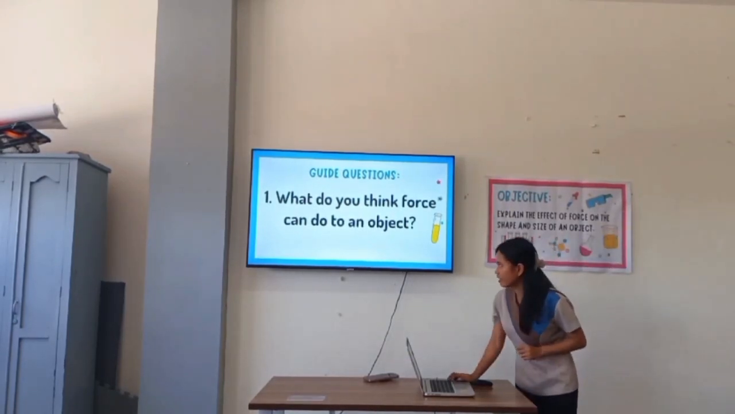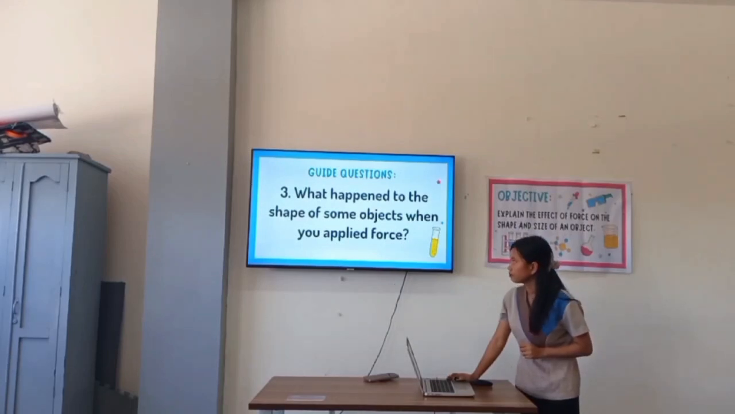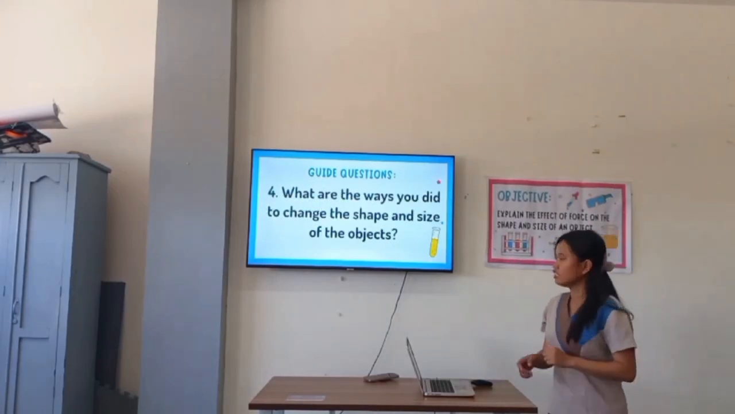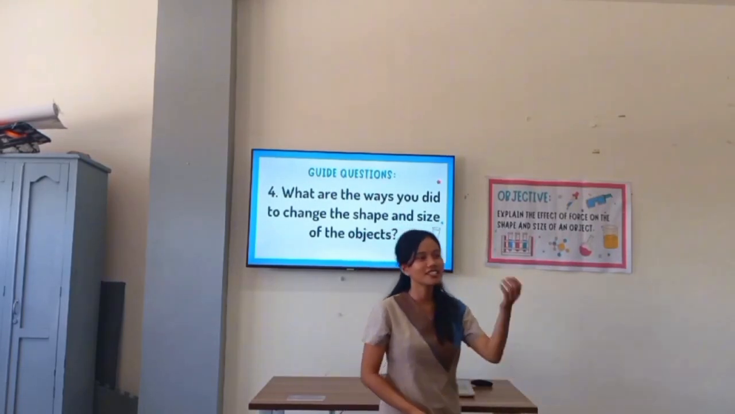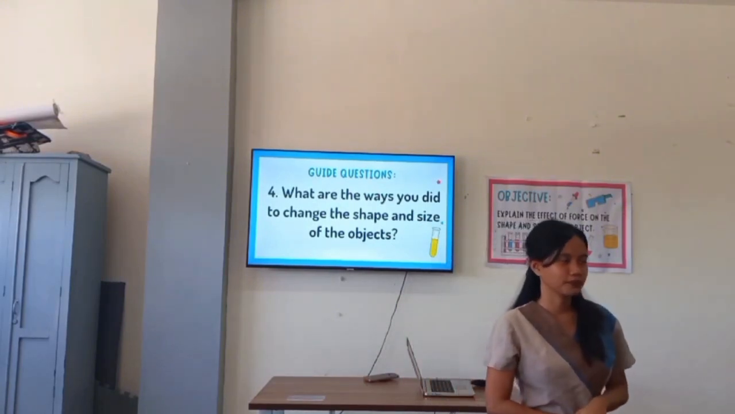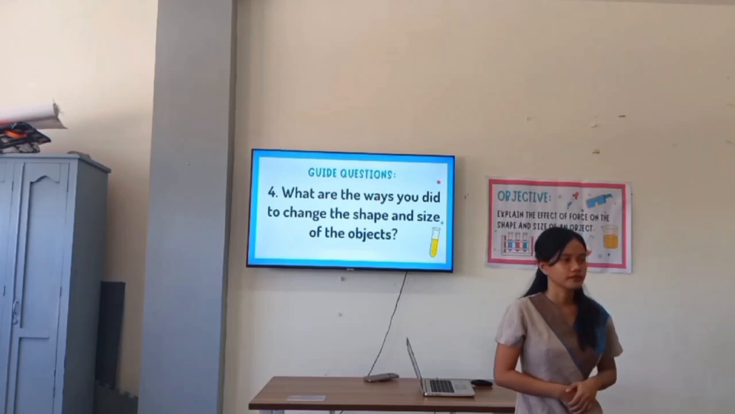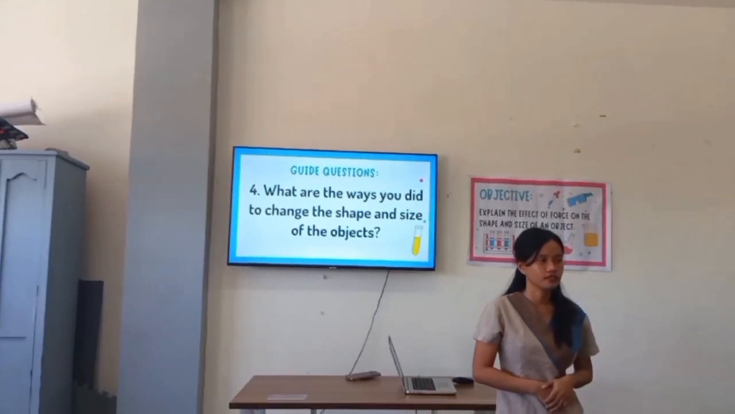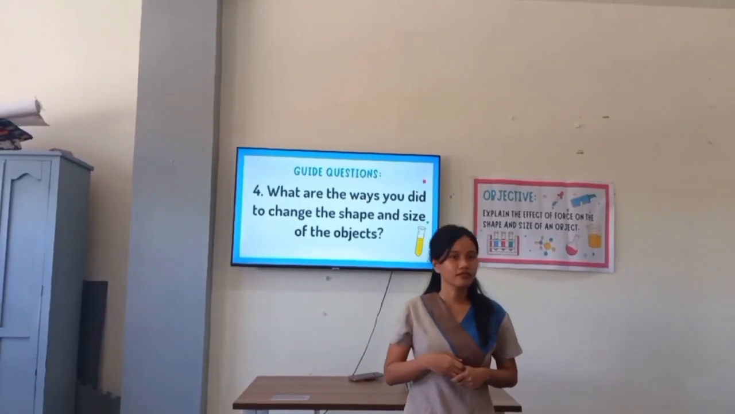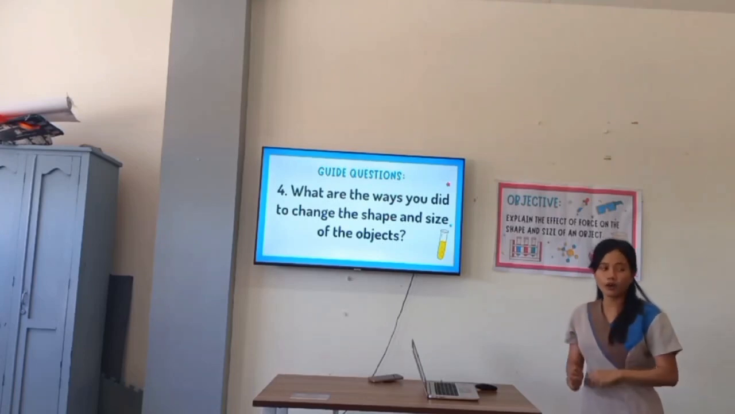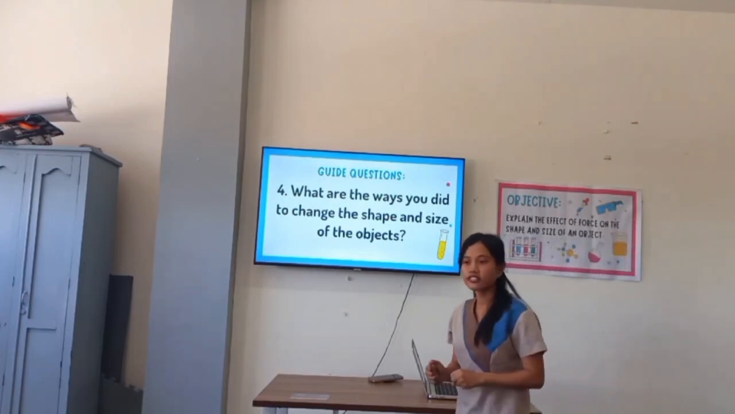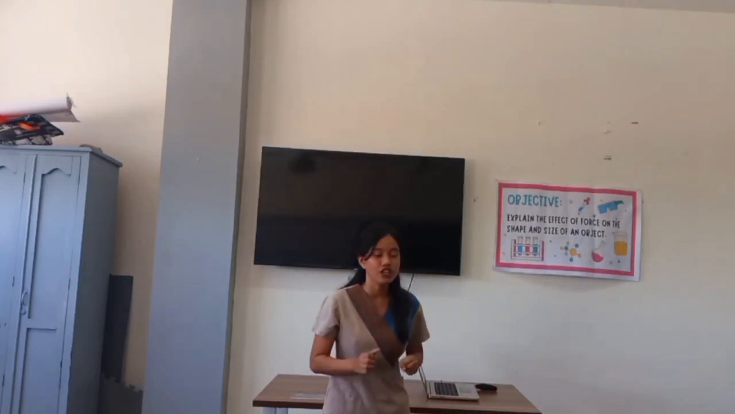For our next question, what are the ways you used to change the shape and the size of the objects? The ways I did to change the shape and size of the object are by squeezing, crushing, and compressing. So the ways you did to change the shape and the size of the object are by crushing, compressing, and squeezing. Now, I can truly say that you have learned something from our activity today.